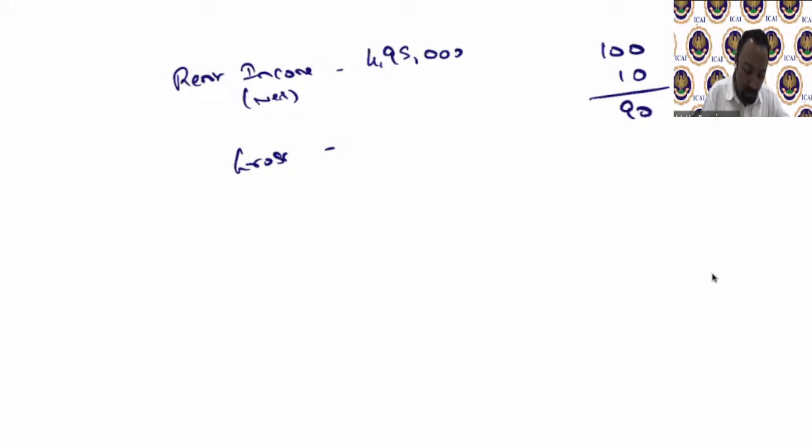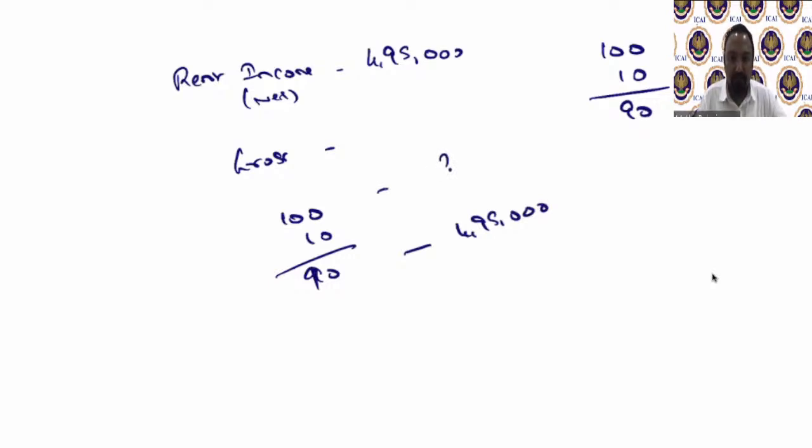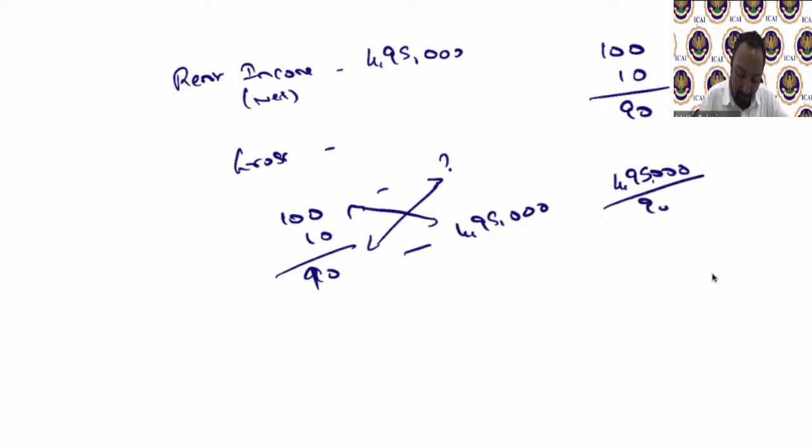Now I'll teach you a small cross multiplication which you would have learned in school. Now we know what this 90 is. We need to identify this 100, correct? So the cross multiplication says 4,95,000 divided by 90 into 100. So if 4,95,000 is equal to 90, what is it for 100?